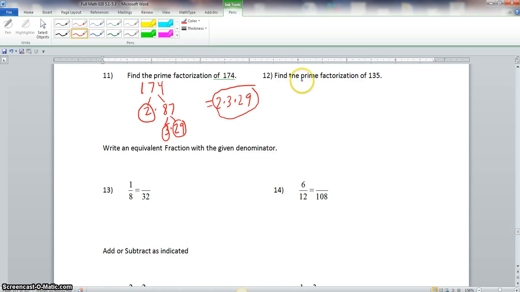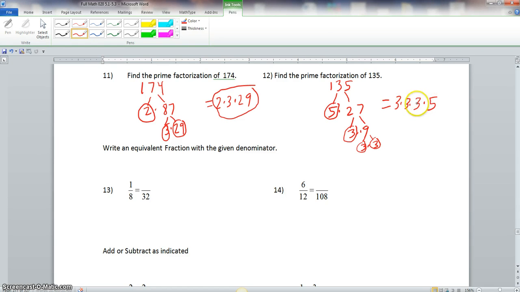Now, we go over here to number 12. It says find the prime factorization of 135. Now, since this number ends in 5, we know 5 goes into it. So this would be 5 times 27. 5 is prime. Now 27 we know can be broken down to 3 times 9. 3 is prime, but 9 is not. So this would be broken down to 3 times 3. So now for the prime factorization of this number here, we will have 3 times 3 times 3 times 5.